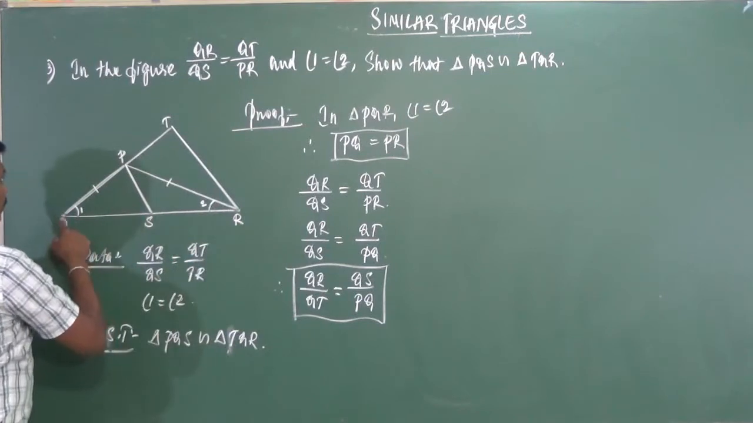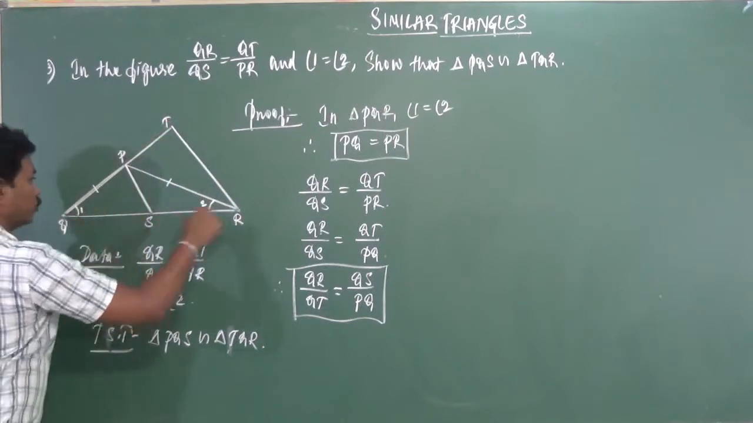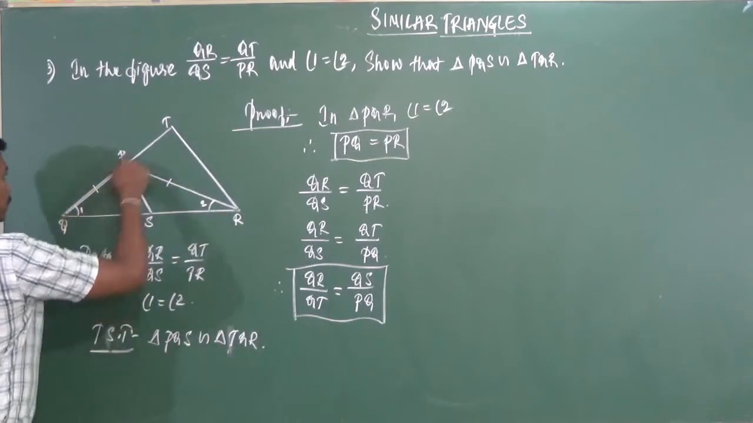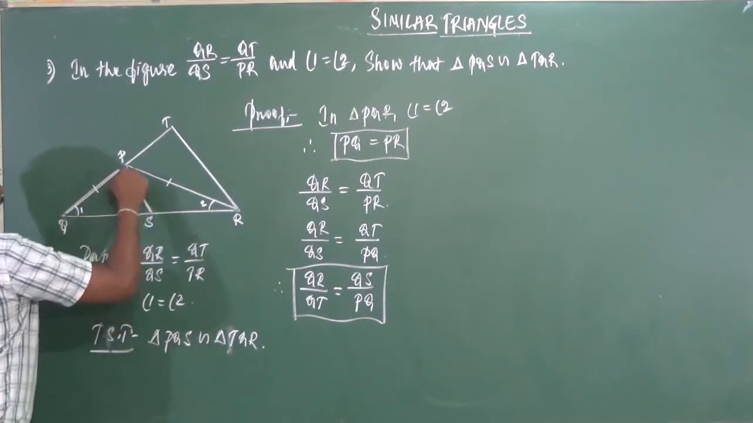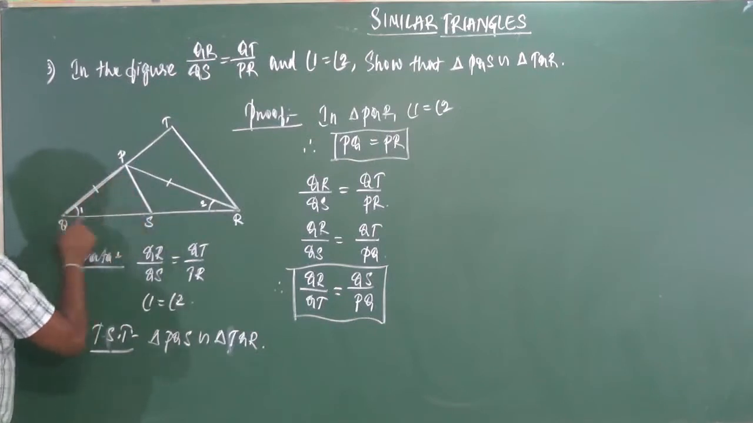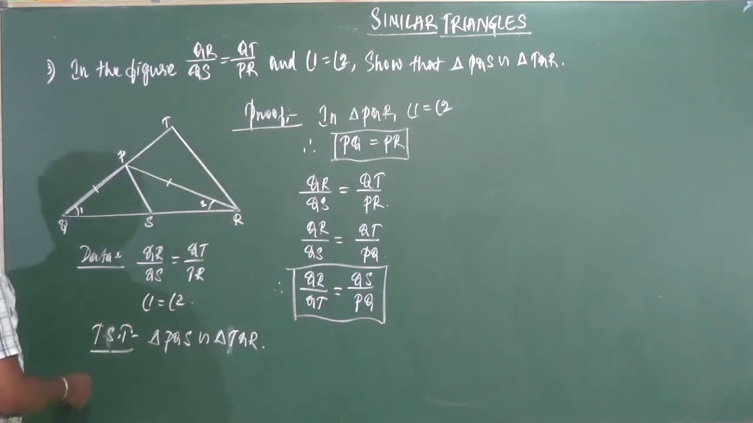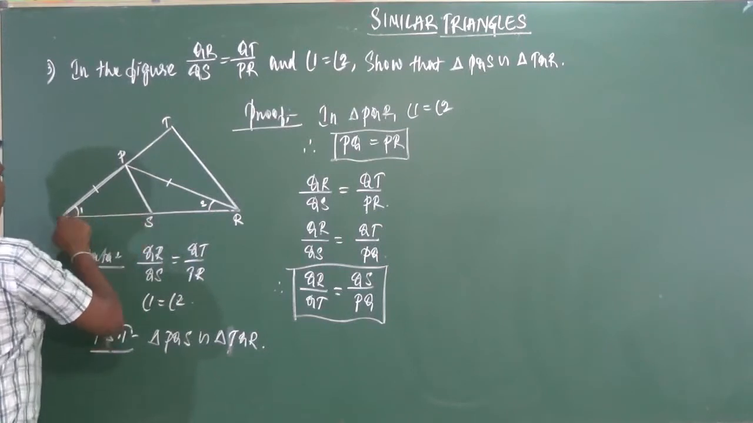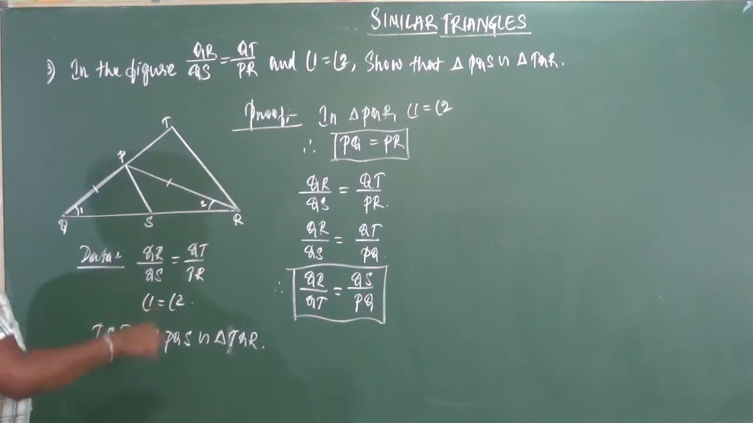QR by QT, these are the two sides of triangle TQR. So in triangle TQR, the big triangle, QR by QT is equal to QS by QP in the smaller triangle, triangle PQS. And for both triangles, angle 1 is a common angle, so the angle is equal for both. So QR by QT and angle 1, again QS by QP and angle 1. Therefore, according to SAS similarity, both the triangles should be similar.